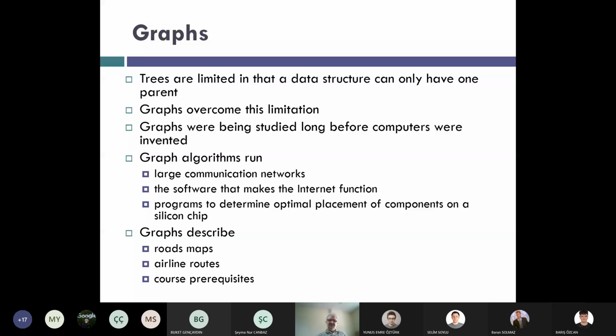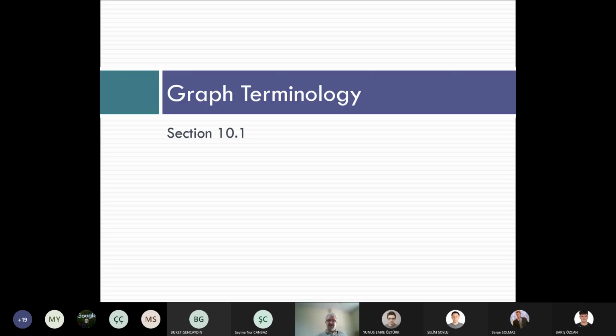And by using these representations, we can solve several different problems on these structures, like finding a route from one place to another using the airlines, or we can find the order of the courses that fulfills the prerequisite requirements, or we can find the shortest path from one place to another, etc. So several problems can be solved by using graphs.